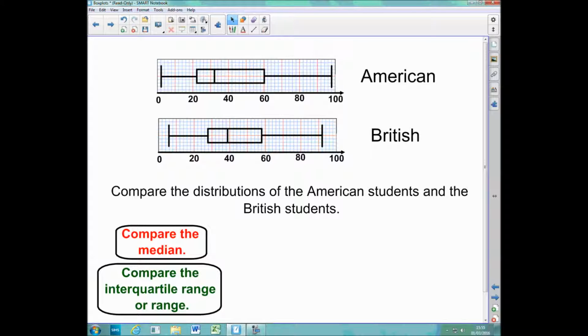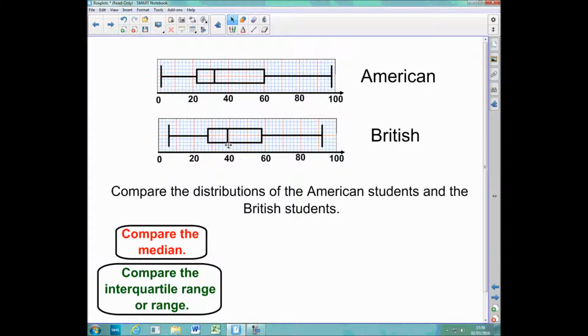Now, looking at these 2 box plots, you can see that the median is the line sitting within the box, and clearly the British median is higher than the Americans. So that means that the average for the British is higher than the average for the Americans. So we can conclude that the British students spend on average more time studying than the Americans. Now we can actually calculate this, we can put a number to it. We can say how much bigger it is.